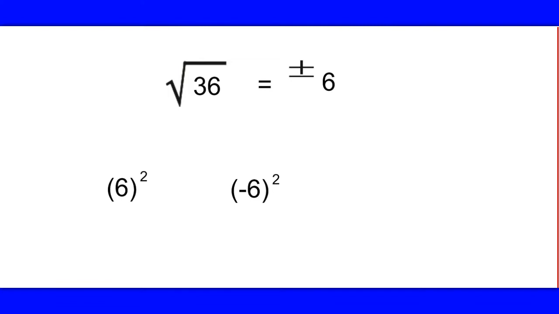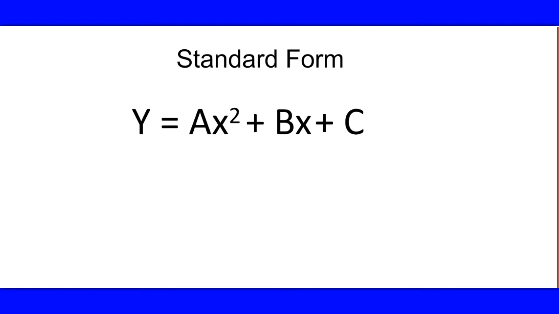To check to see if that's true, we can just simply say, okay, 6 squared is equal to 36, and negative 6 in parentheses squared is also equal to 36. Standard form of a quadratic function is y equals ax squared plus bx plus c. If we were to remove the b term, if you have something in this format, then you can solve by taking square roots, but you cannot have that x term in the middle there.